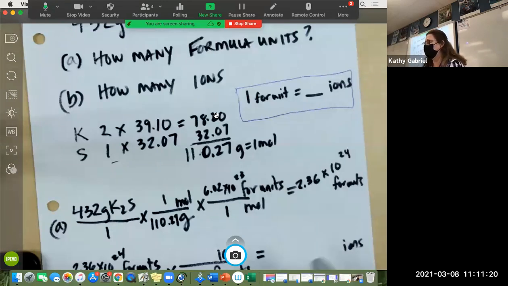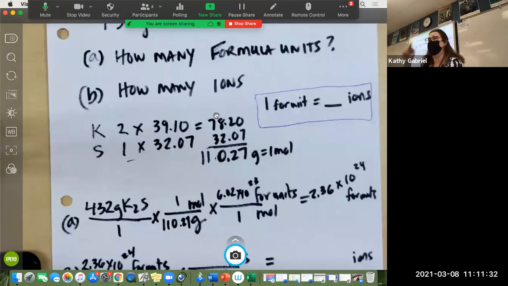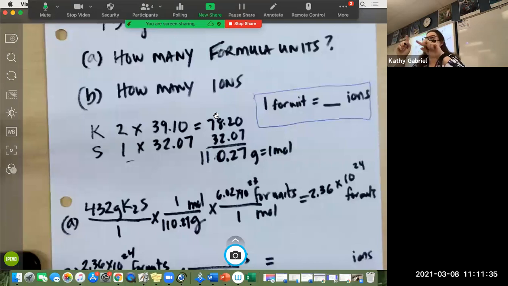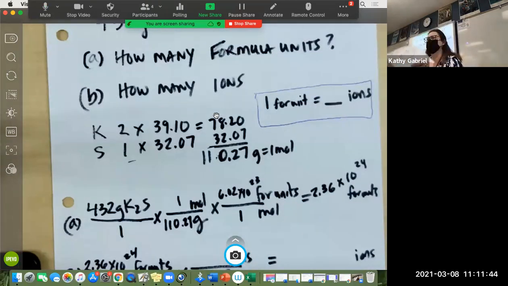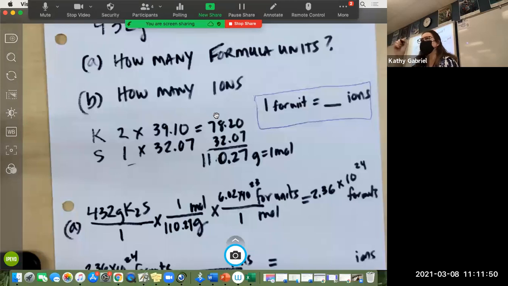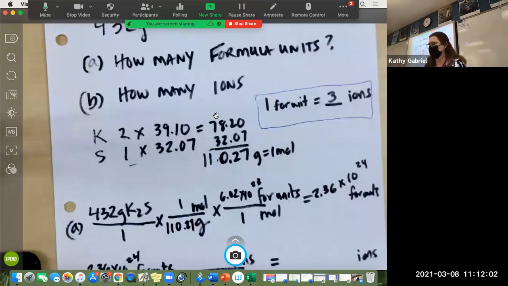Joey, one formula unit in this case equals how many ions? No. If I have one formula unit, how many ions does that become? I'm looking at my conversion to do the last step. Remember how we said one carbon dioxide molecule was equal to three atoms? And that's what I'm looking for. It's K2S. So how many potassium ions do I have? And how many sulfide ions do I have? So three. One formula unit is going to be equal to three ions. Okay, so we get three.